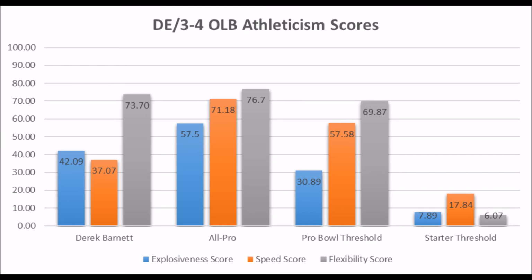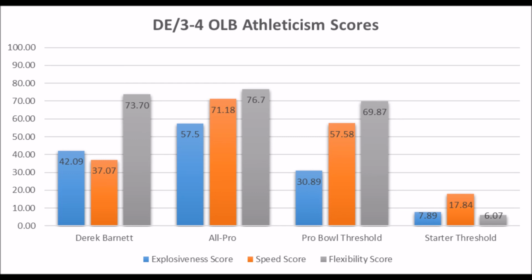If there was a player who was a Pro Bowl player who had the same profile as Derek Barnett in terms of having a speed score that was this low and became a Pro Bowl player, I would be the first to tell you that. But there isn't one. So I don't know what to tell you. You know what I'm saying? So that's all I could really say. There's not been an outlier based on this data.